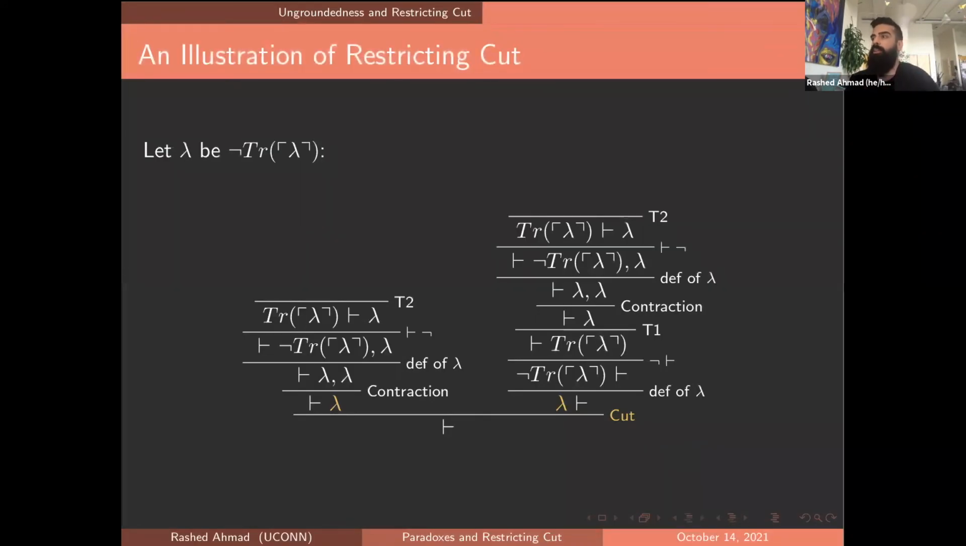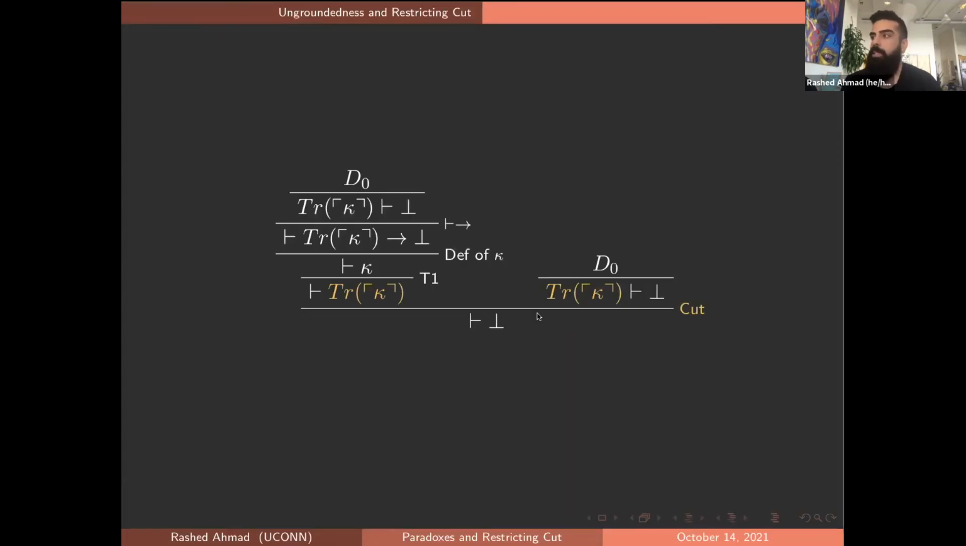So to look at an illustration of where the restriction happens, for example, the liar and Curry, it always happens at the last step because we're cutting an ungrounded sentence. Lambda here is ungrounded, and we're using cut to get to the empty sequence, and that's not possible in our system. Similarly with the Curry, we're cutting a Curry sentence which is ungrounded, and thus reaching absurdity or proving anything that we want out of thin air is not possible.